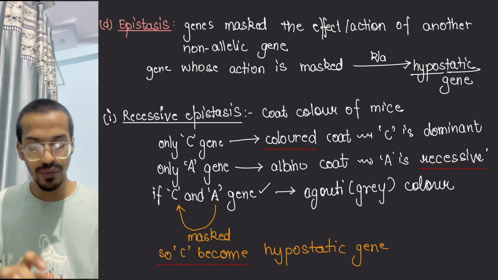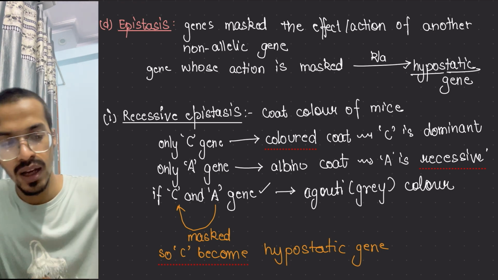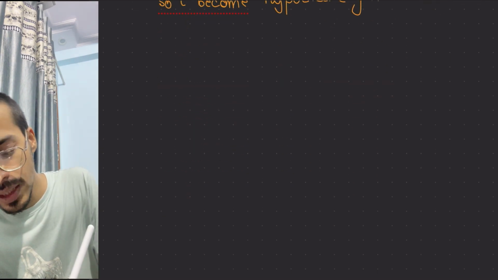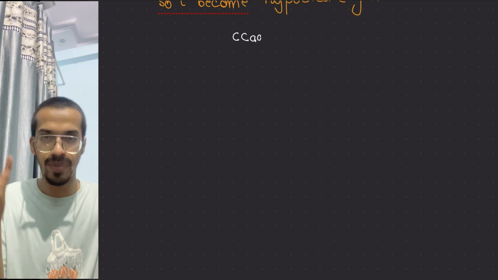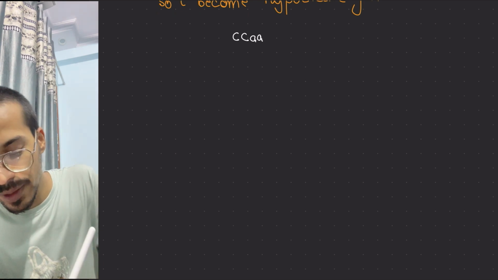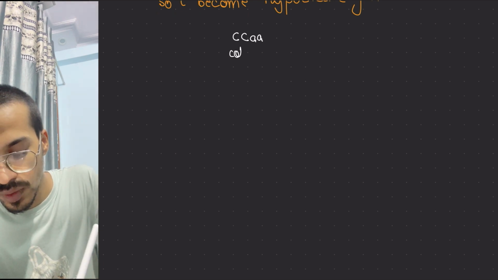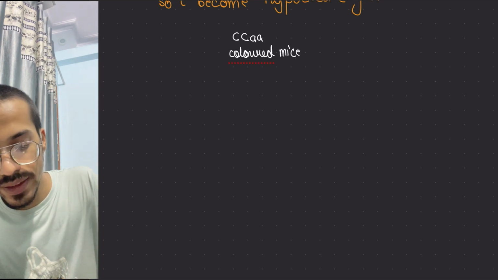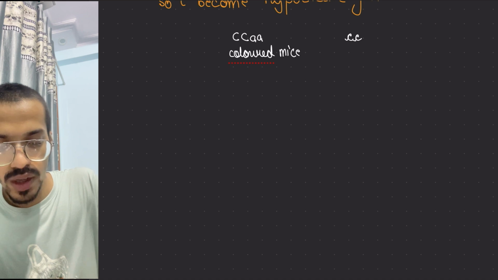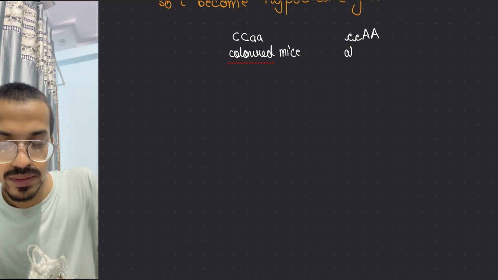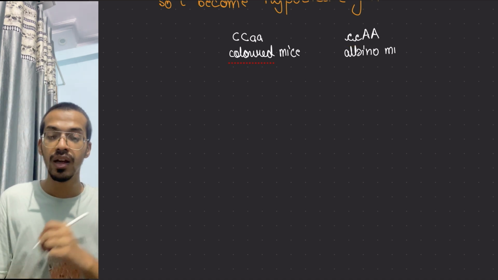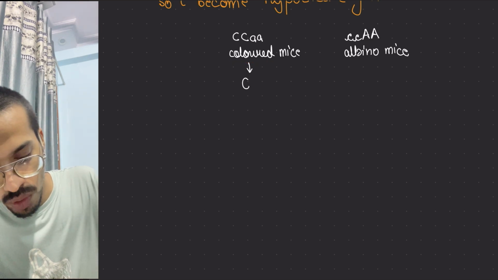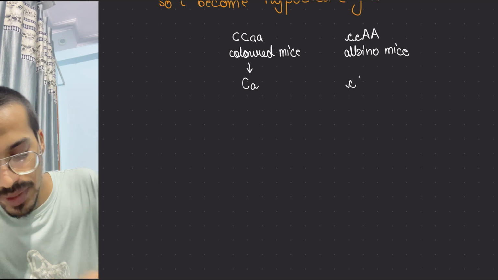So let's see what is going to happen in the cross. I am taking one colored mouse. For colored, I only need a capital C, so it will be a colored mice coat. And for albino, we have to leave small c and capital A. This is albino mice. Right? Now their gametes would be capital C, small c, small c, capital A. These are the gametes.